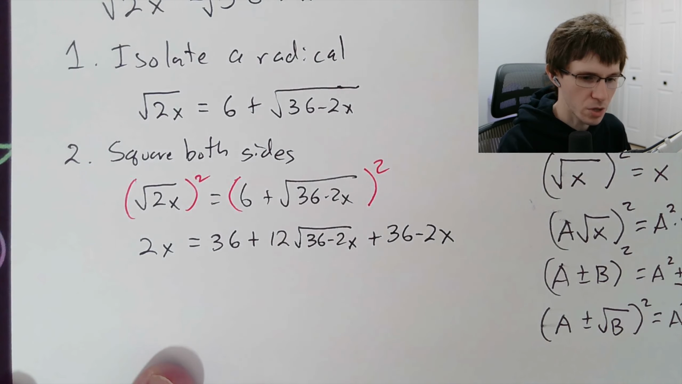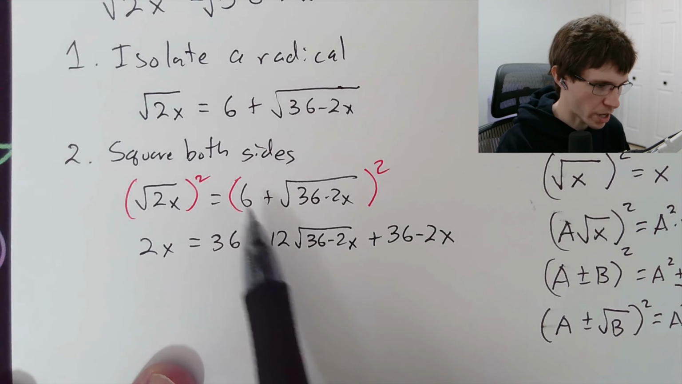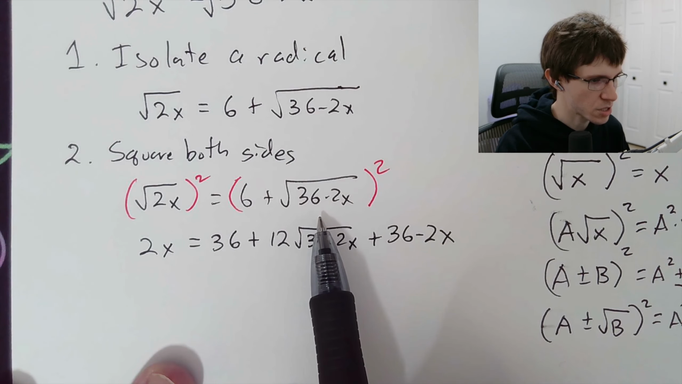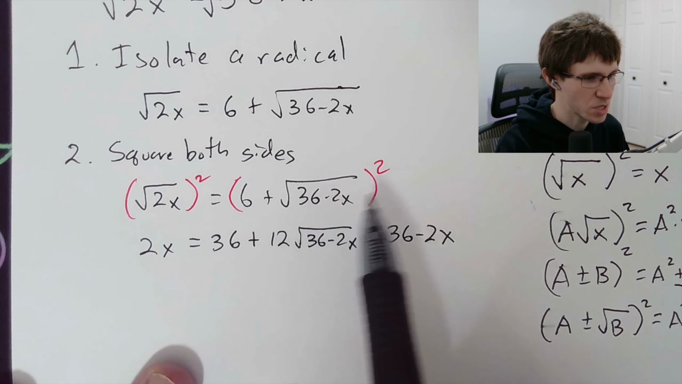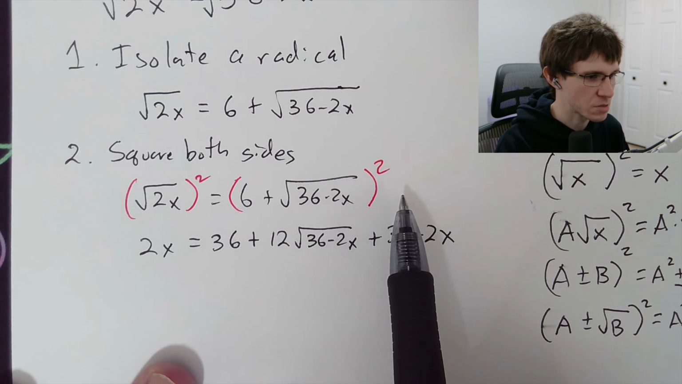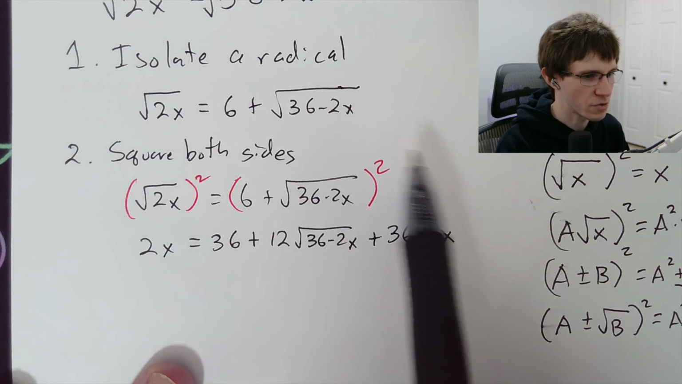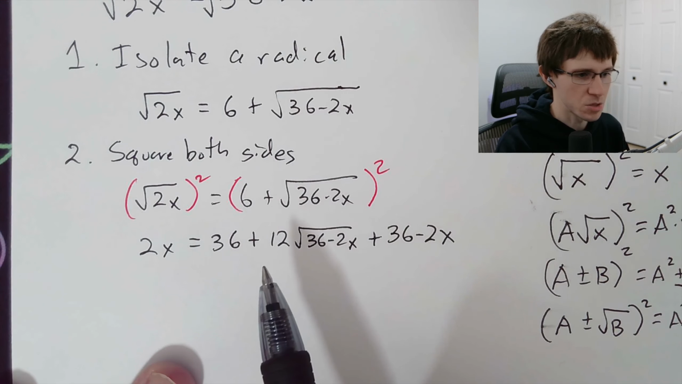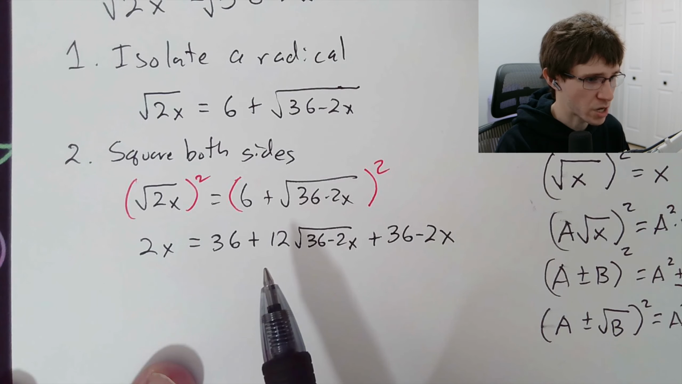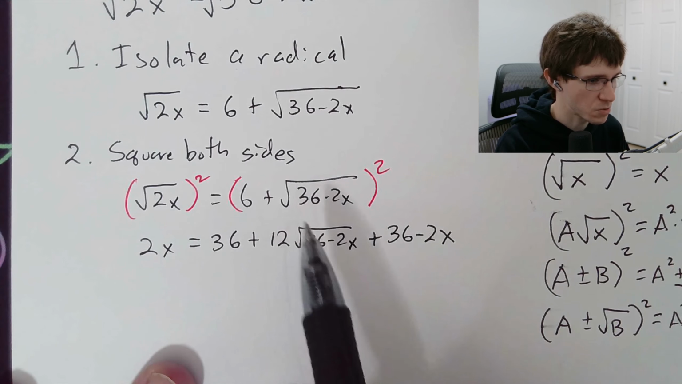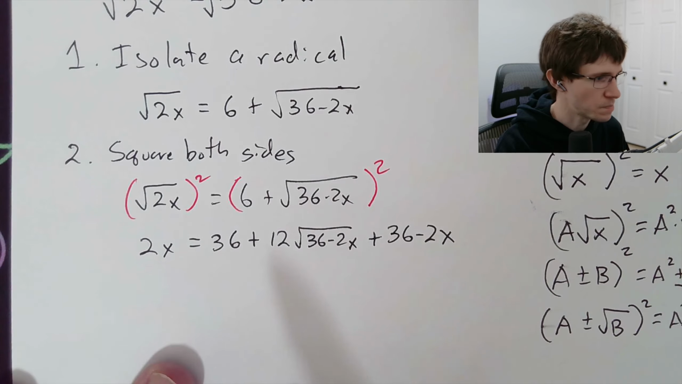Please note, if you don't want to use that formula, you are allowed to rewrite this as 6 plus the square root of 36 minus 2x, and then times 6 plus the square root of 36 minus 2x, and do some FOILing, your first, outer, inner, last. But that's really going to drive you nuts on these problems because you're going to have to do it twice on every single question because we're still not even done with these square roots yet.